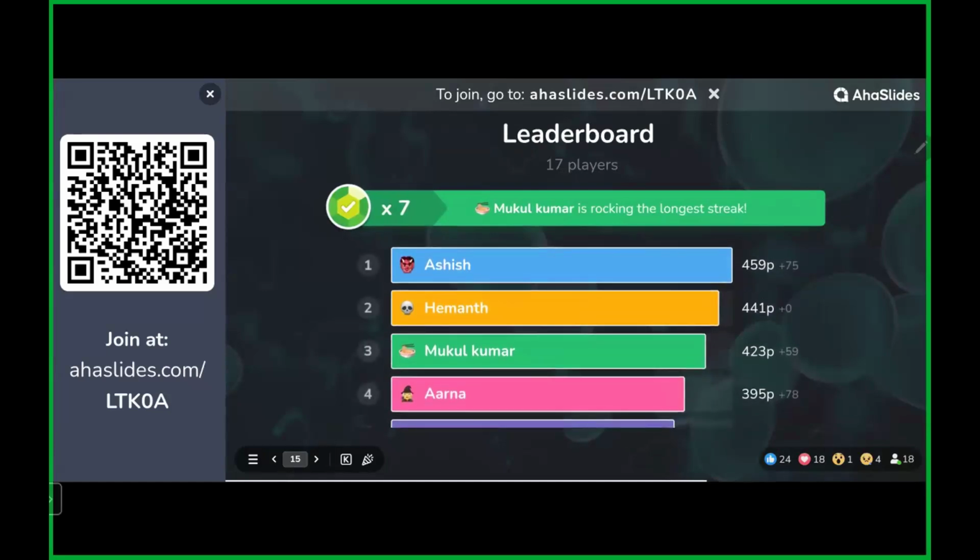Okay, so Mukul is at his seventh streak, but still he is lagging behind. I think Ashish and Hemant have answered the questions quickly. They have taken less time to answer, that's why they have got extra bonus points. So right now we have Ashish at first place, followed by Hemant and then Mukul. I think this previous question was a perfect example, right, sir? Yes.